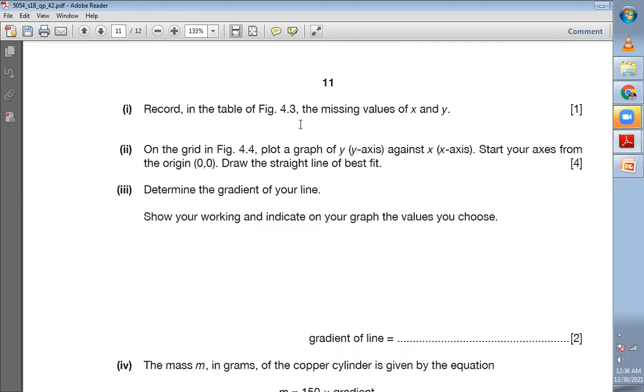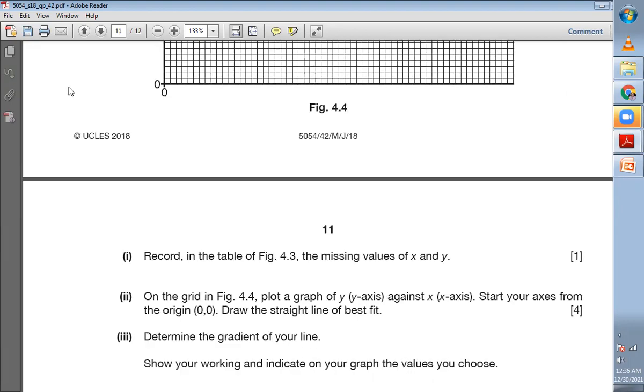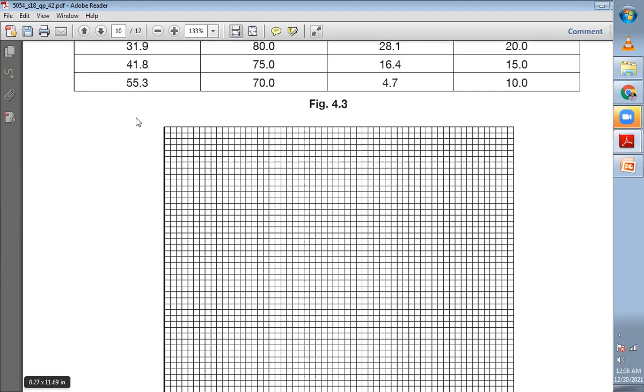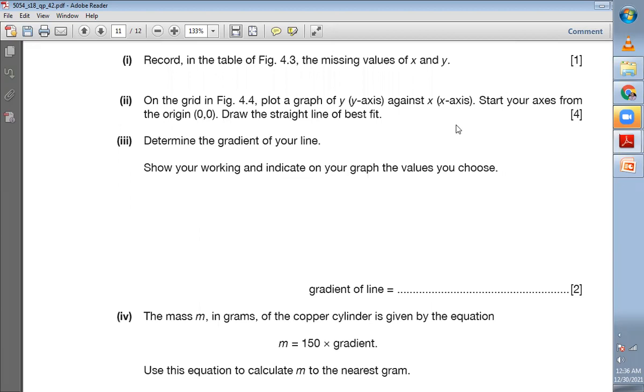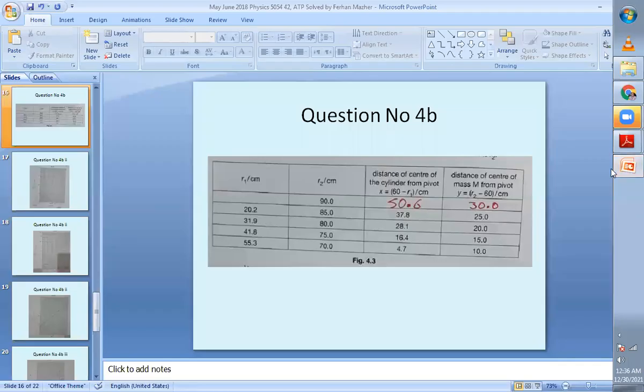On the grid in figure 4.4, plot a graph of Y on the y-axis against X on the x-axis. Start with the axis at the origin, draw the straight line of best fit, determine the gradient of your line, show your working, and indicate on your graph the values. Okay, so this is that table. The reading here is 9.4, and these are the values.